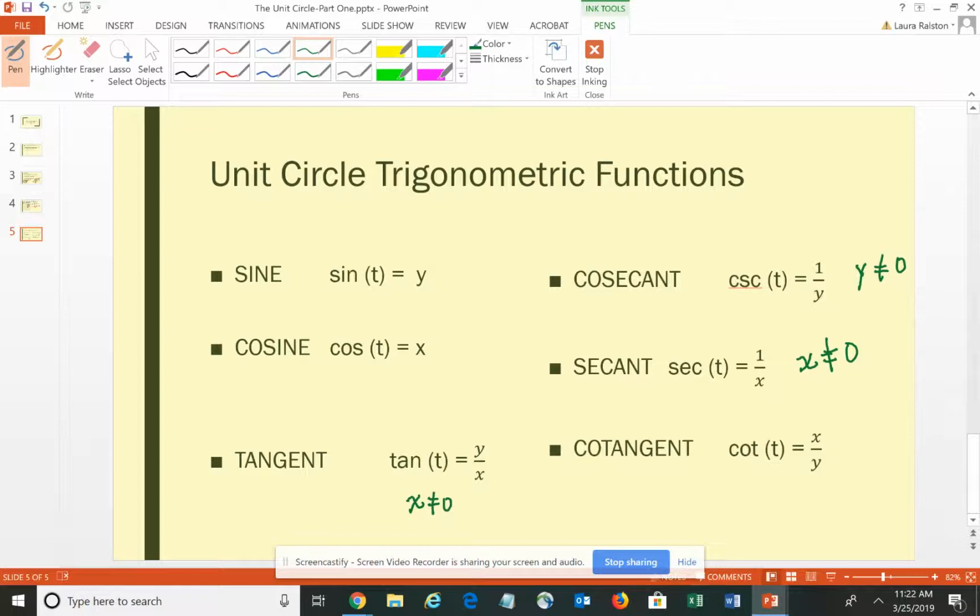And then cotangent is the reciprocal of the tangent. So we flip it over and it becomes x over y, which is the cotangent of t. And again, we do have to have the restriction that y cannot be 0. So that gives us our 6 basic trigonometric functions in terms of an ordered pair or in terms of real numbers. Now we're going to look at some special angles on the unit circle in the next video.